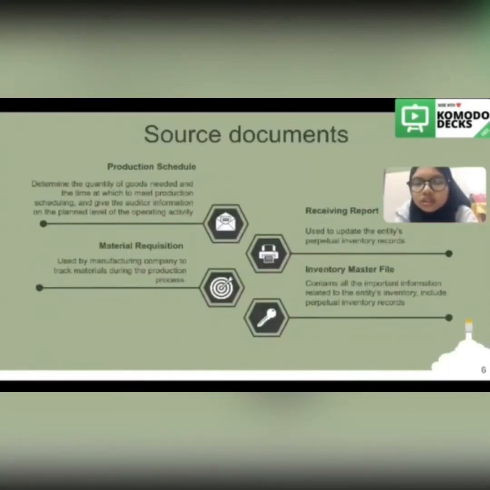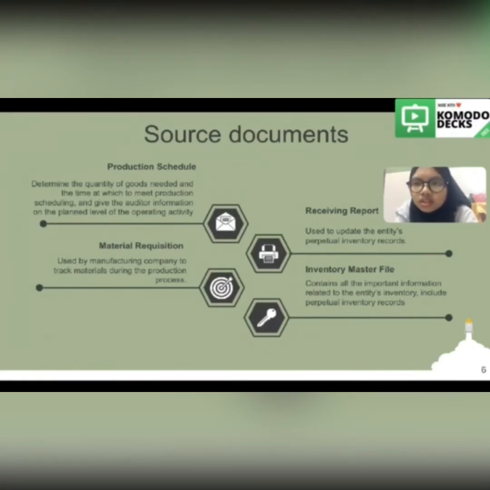There are a variety of source documents that are involved in inventory management. The first one is production schedule. It will determine the quantity of goods needed and the time at which to meet production, and give the auditor information on the planning level of the operating activity. The next one is receiving report. It is used to update the entity's perpetual inventory record.